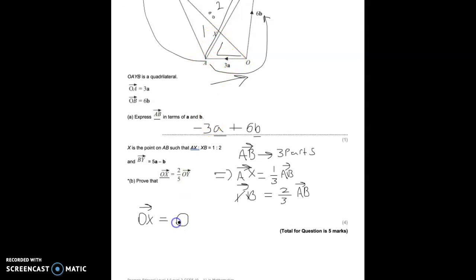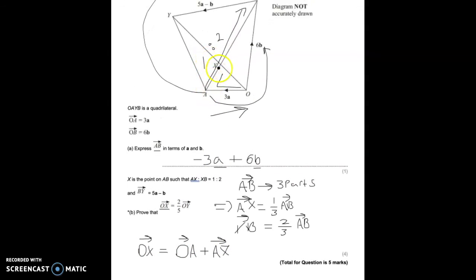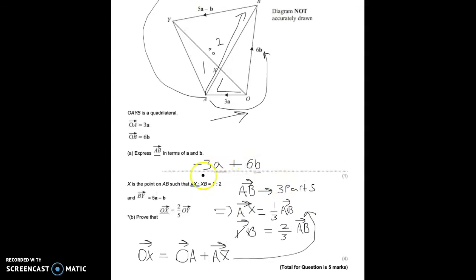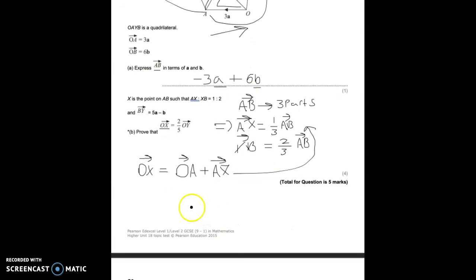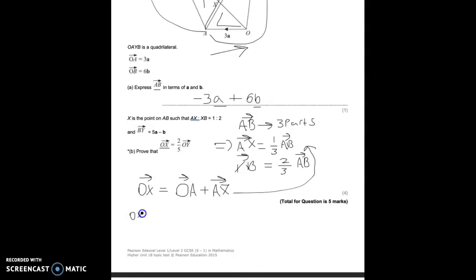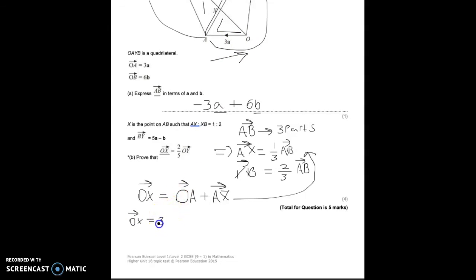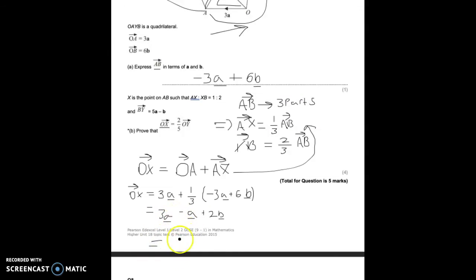So by using the triangle rule here, we can see that OA plus AX is equal to OX, and that is going to be 3A plus AX, but we don't know what AX is, so we're going to have to find that. However, we just said that AX is equal to a third of AB, and that means AX is equal to a third of minus 3A plus 6B. Therefore, OX is equal to 3A plus a third of minus 3A plus 6B, and we can expand this to get 3A minus A plus 2B, which simplifies down to 2A plus 2B.